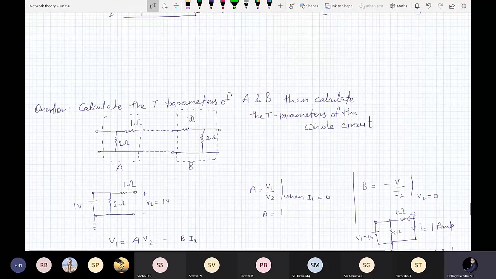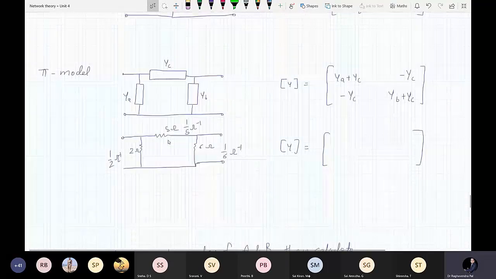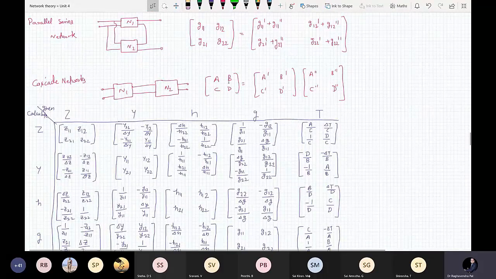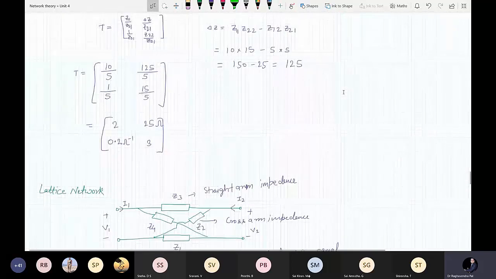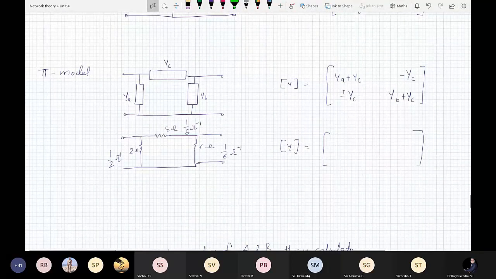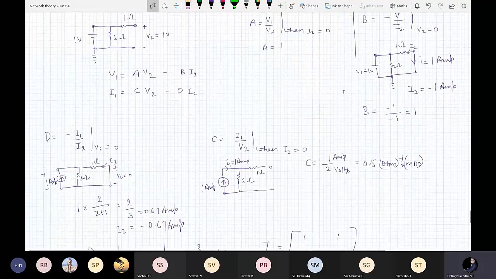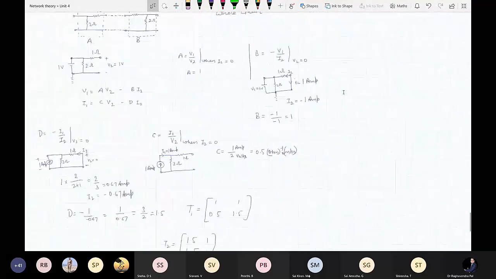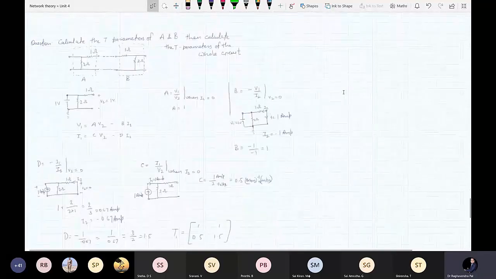Two networks were given and we calculated the T parameters for both the networks. Then we cascaded it. Okay, the formula I have already told you for cascade network. You should remember this one. Cascade networks, this one. Okay, A, B, C, D will be equal to A dash, B dash, C dash, D dash multiplied by A double dash, B double dash, C double dash and D double dash. Correct. So this is your question and this is the answer. So you should try to solve it again on your own.